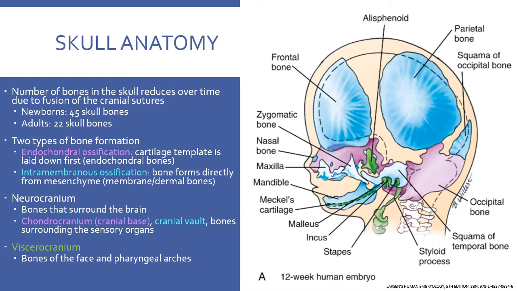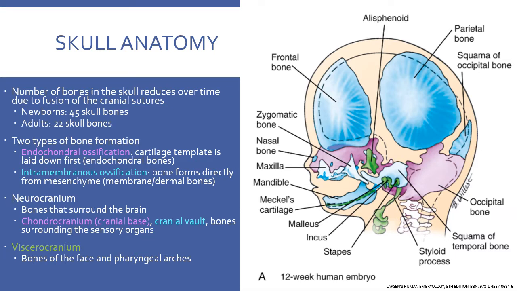But the bottom line is that a newborn has 45 bones in the skull, whereas an adult really only has 22. So there's a large reduction in bone number, although again we're not seeing less bone mass, just that we have fewer individual bones.